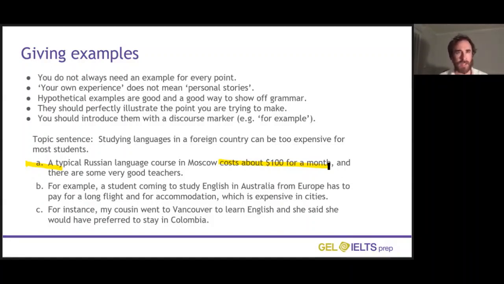They've also added that there are some very good teachers. This is not relevant to whether it's too expensive or not. This is a different point completely. Now look at sentence B. Look at the next question below this video and decide, is sentence B a good example to give or a bad example?